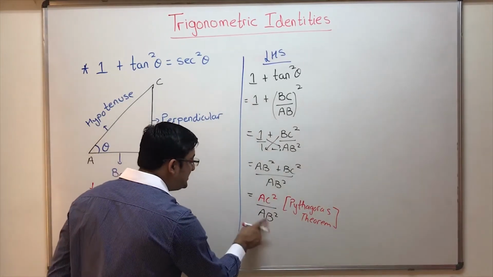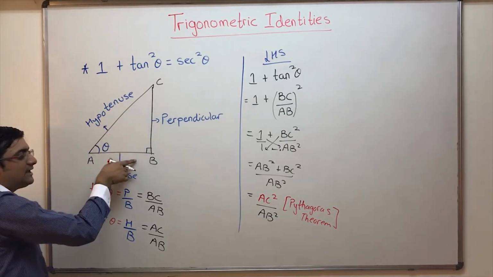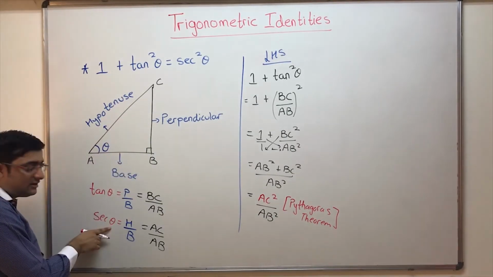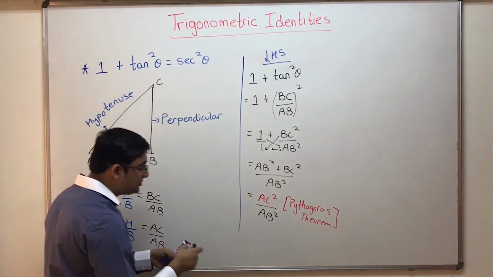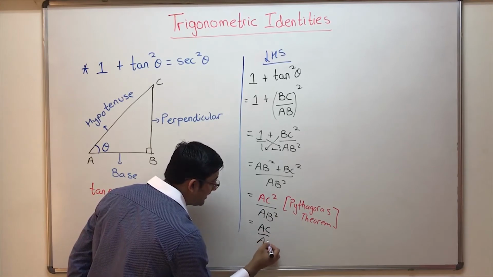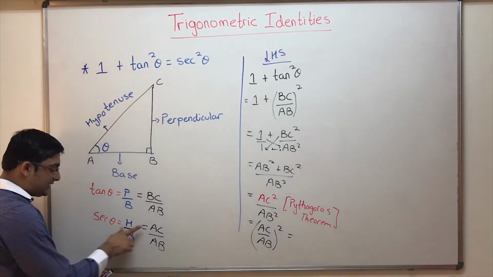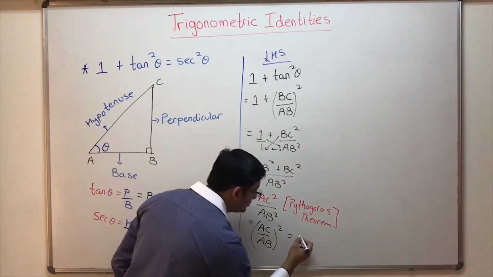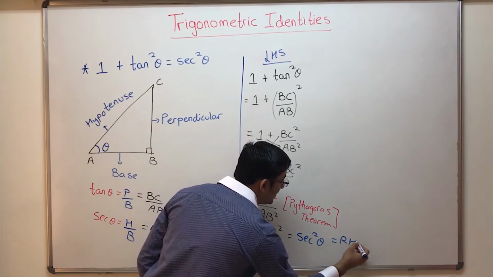Now, what is AC by AB? AC by AB is basically sec theta. So I can rewrite this as AC square by AB square, which is nothing but AC by AB the whole square, right? And we already know AC by AB is sec theta. So this is basically sec square theta, that is equal to the RHS.